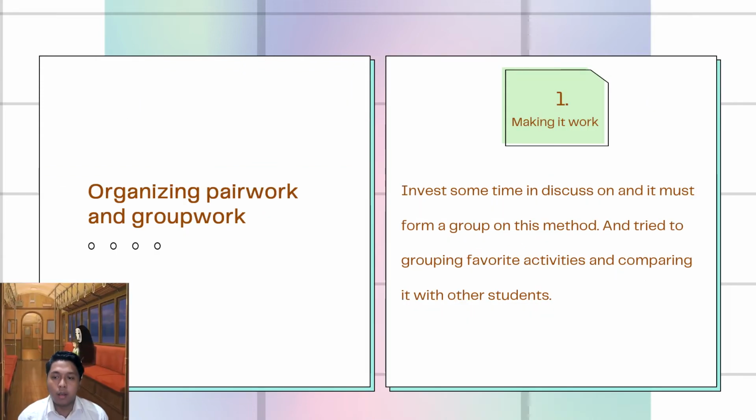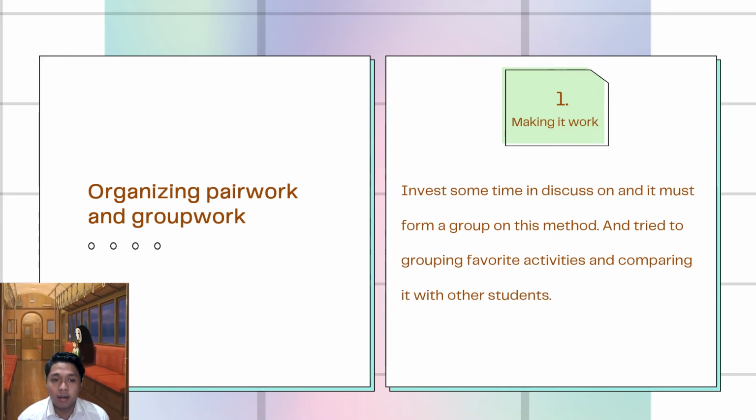So I'm going to continue the presentation with the material called organizing pair work and group work. The first one is how to make pair work and group work. You must invest some time and discuss, and form a group with this method, and try to group students by favorite activities and compare them with other students.